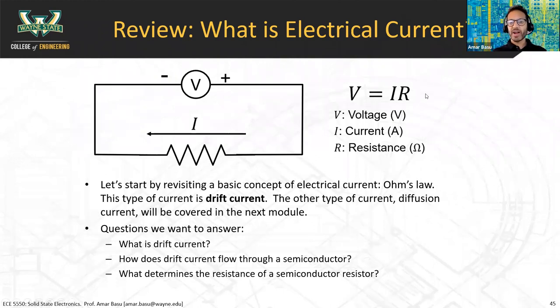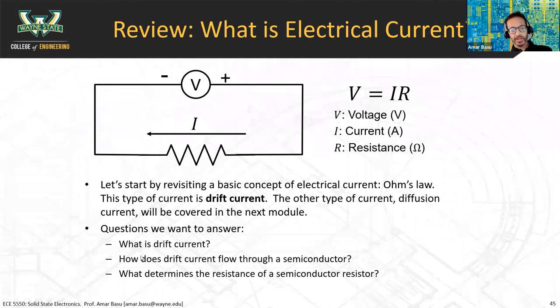How do we actually find the resistance of a semiconductor? If we put a voltage over a block of semiconductor material, I want to show you how to actually calculate the resistance of that material in today's class. Ohm's law, by the way, describes something called drift current. There's another type of current called diffusion current, and that will be covered in the next module.